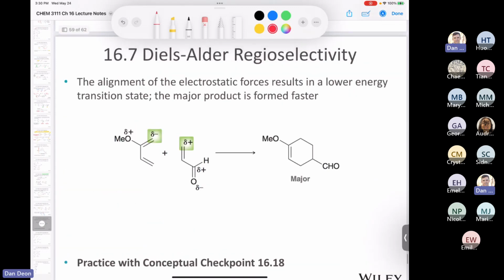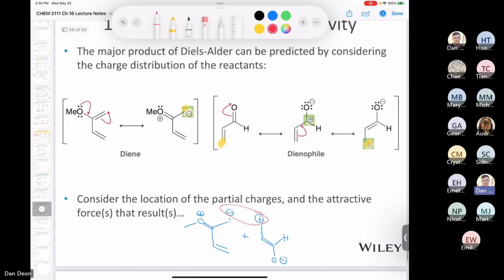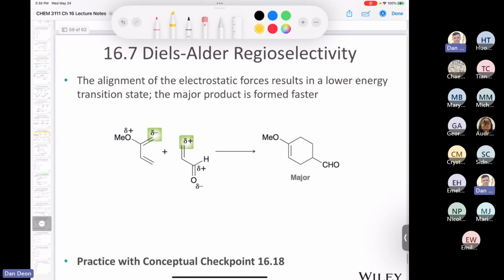So you see it shown here. Now, usually the way that we do it is the way that's shown here. We just put partial positives and partial negatives, but you can draw explicit resonance structures the way that I've shown, and just say to yourself, well, look, the positive and the negative, they're going to be attracted to each other. Those are the two ends that are going to come next to each other. And so that will be my regioselectivity. That's it. That's all. That's the answer of regioselectivity.